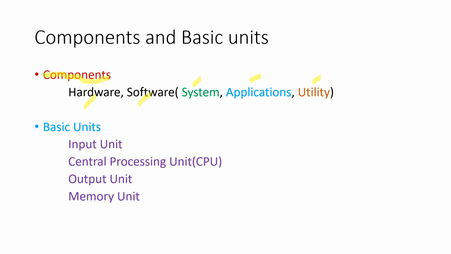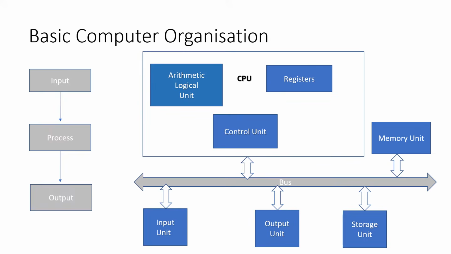And then, to understand the functioning of the computer in a broader sense, we need to know the basic units of the computer. The basic units of the computer are the input unit, central processing unit or the CPU, output unit and the memory unit. Here there is a block diagram showing the basic computer organization, and the logical structure of the computer describes how the components are connected with one another and how they all work together.